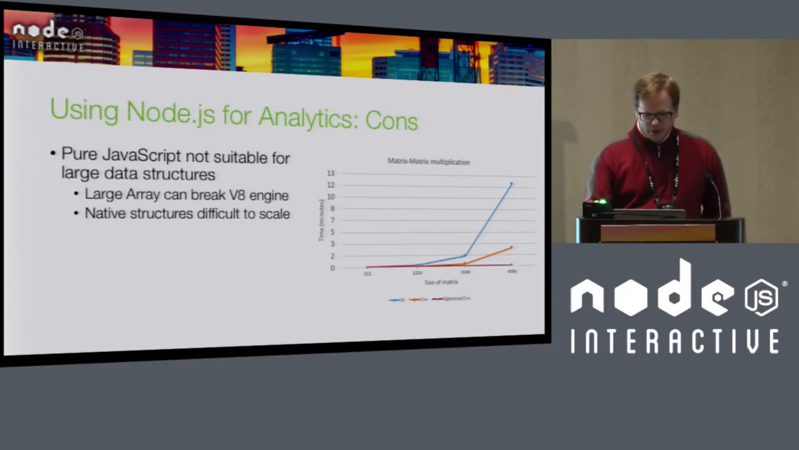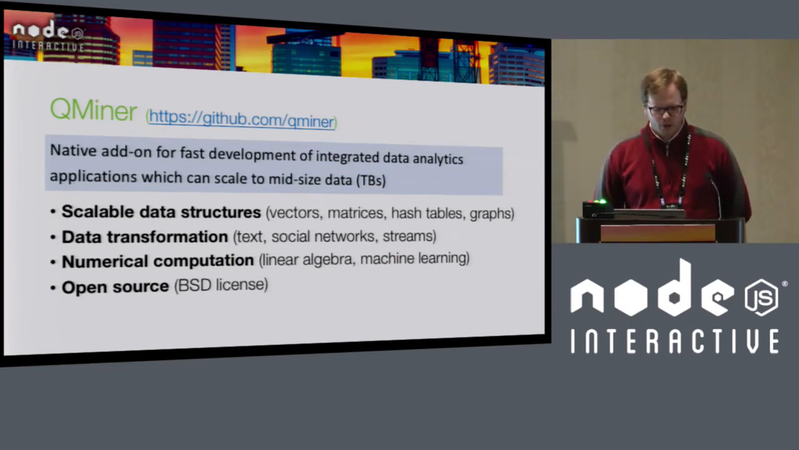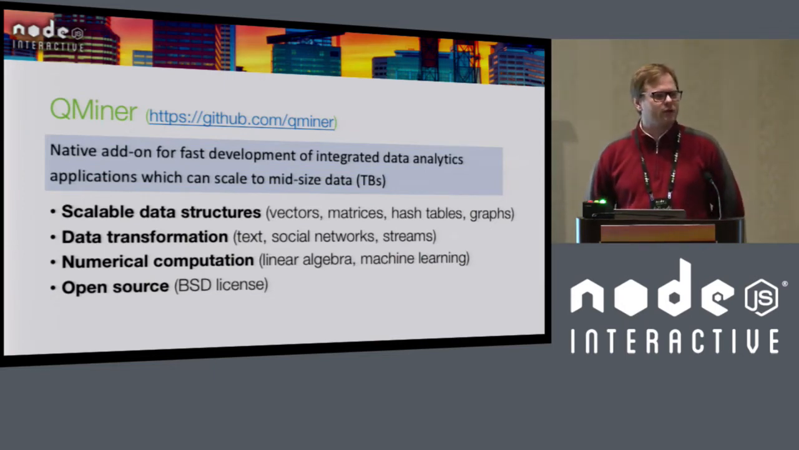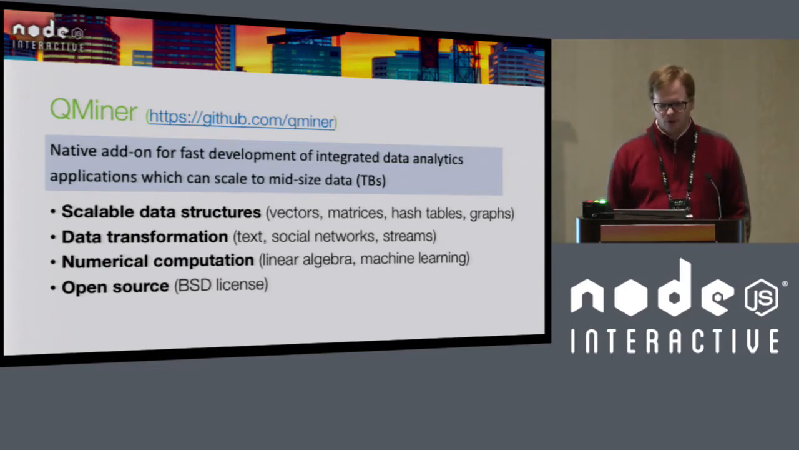So it matters. These things, when you're dealing with large data sets, can have a big impact. And what we will be showing today is one module we call QMiner, and it's a native add-on for Node.js, and it's built to support fast development of integrated data analytics applications, meaning that you can go from data acquisition to modeling, transformations to user interfaces, all within Node.js.